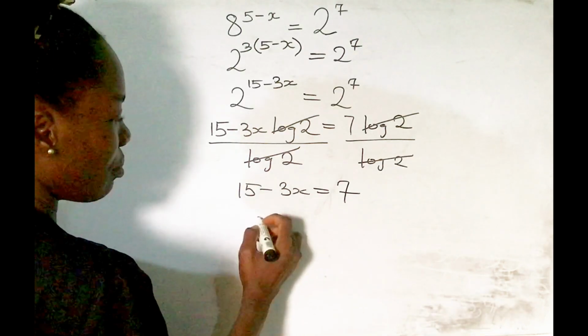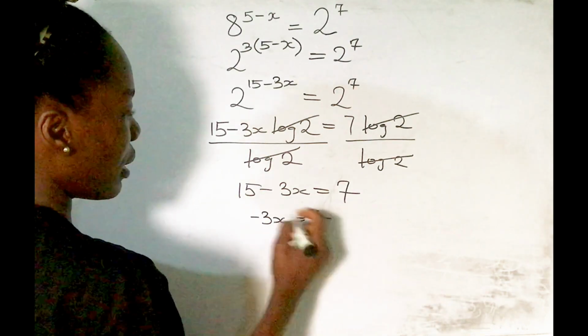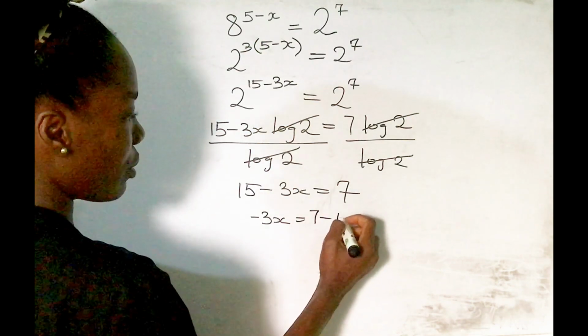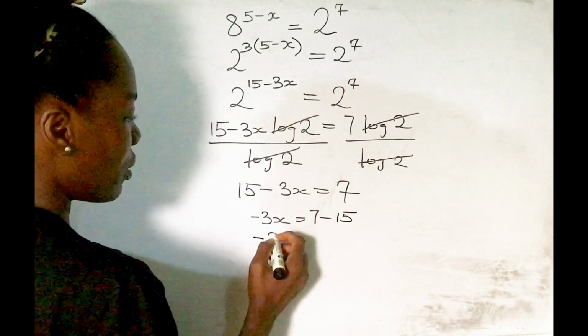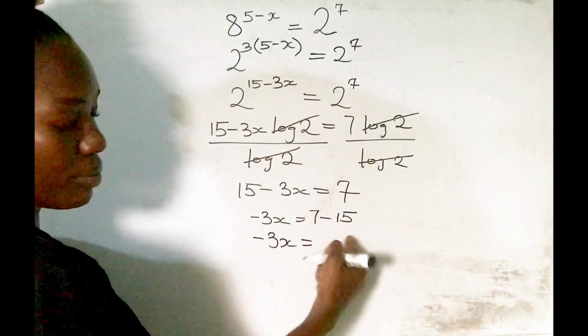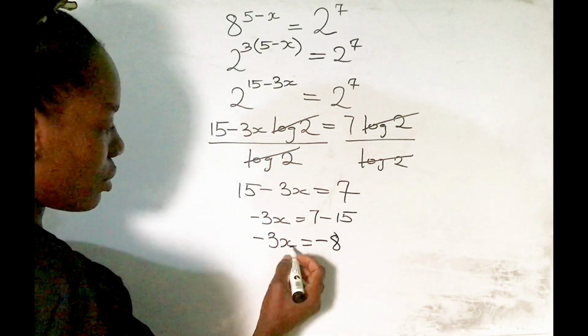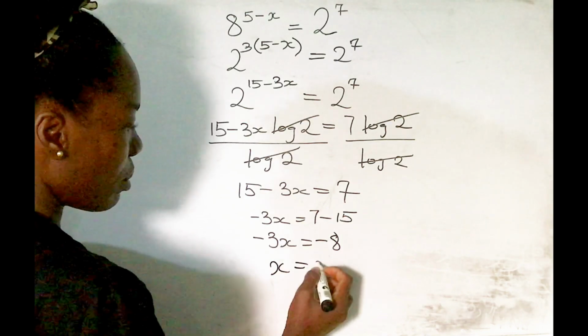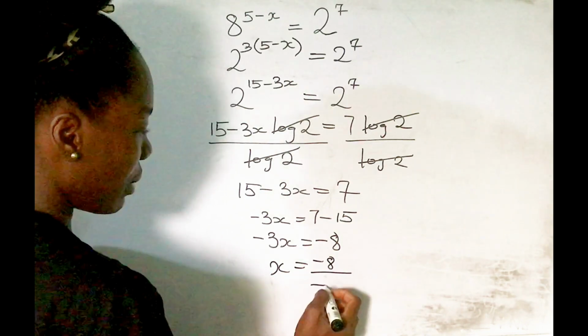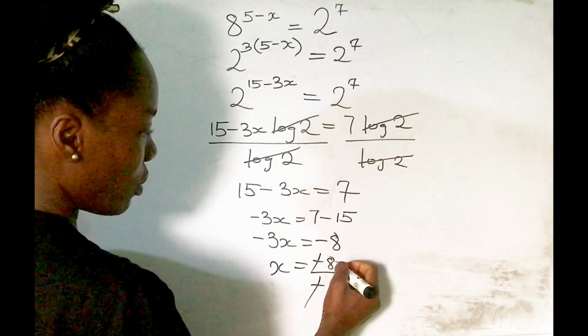Now we have minus 3x on the left hand side is equal to what? 7 minus, when it moves, it becomes minus 15. We have minus 3x is equal to 7 minus 15 as well. That's minus 8, right? Now, x becomes minus 8 over minus 3. That is what? This cancels this. That becomes 8 over 3.